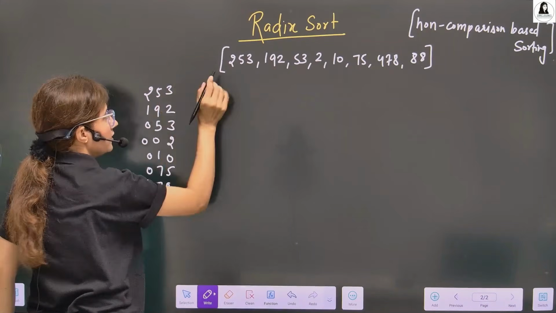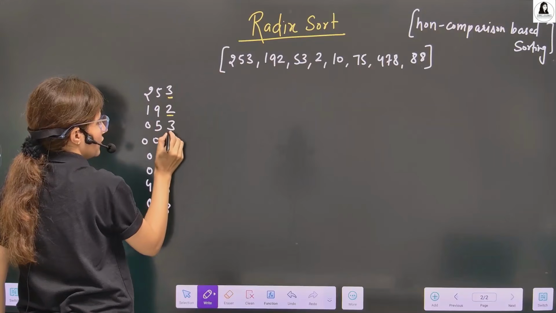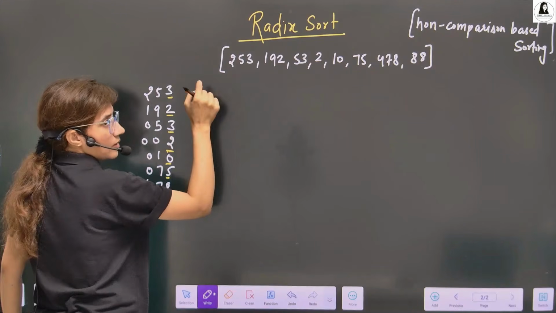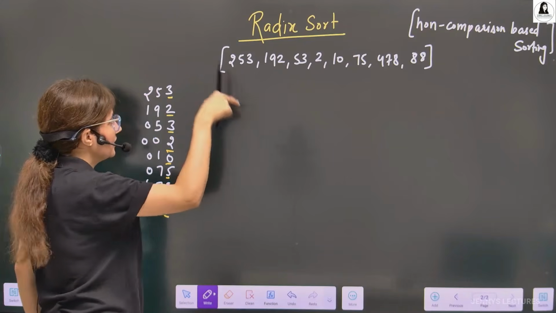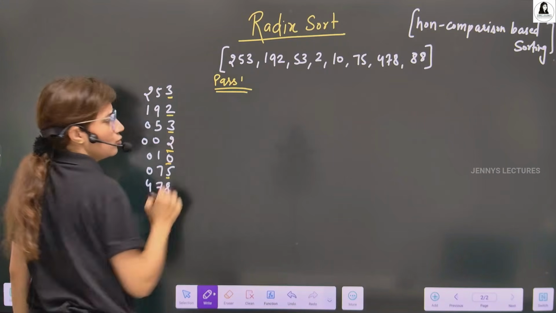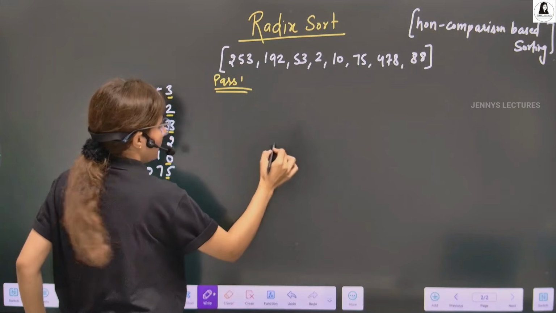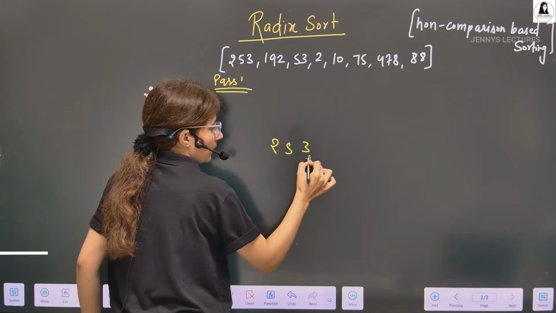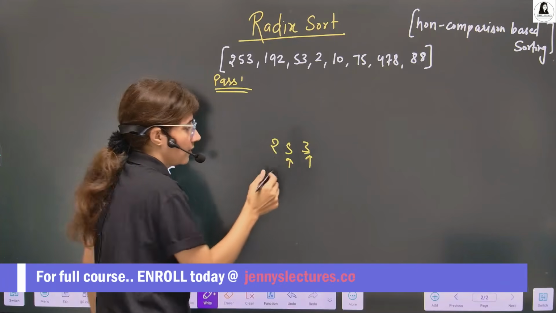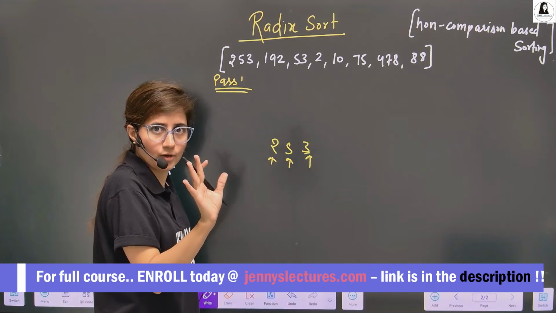First, we keep processing based on the least significant digit. That is known as pass 1. You know place value and face value. If a number is 253, the place value of 3 is ones, the place value of 5 is tens, and the place value of 2 is hundreds. I know you know this.